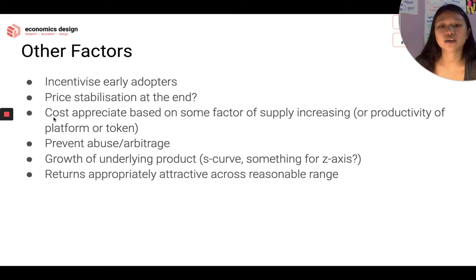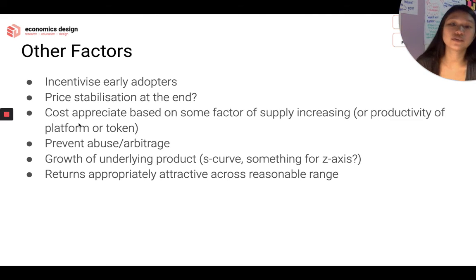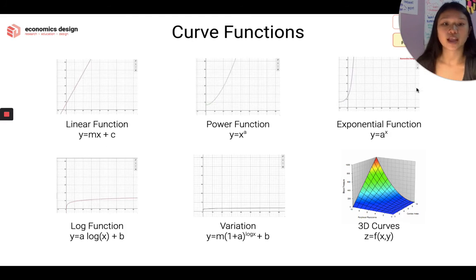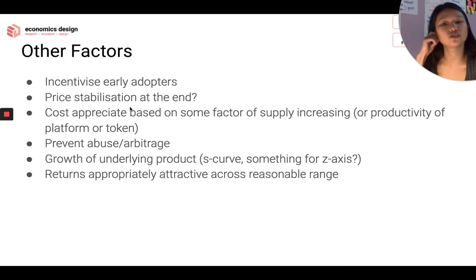Then you can look at, do we want the cost or the price to appreciate on the factor of supply increasing, or maybe the productivity of platform or token. So this, we can also have all three together. So the price, the supply, and the productivity of platform all together, and we can use our 3D graphs and 3D curves, and kind of interlink all of these factors together. How can we prevent abuse or arbitrage? We want to make sure that the curve you design doesn't allow for arbitrage and doesn't allow for abuse.